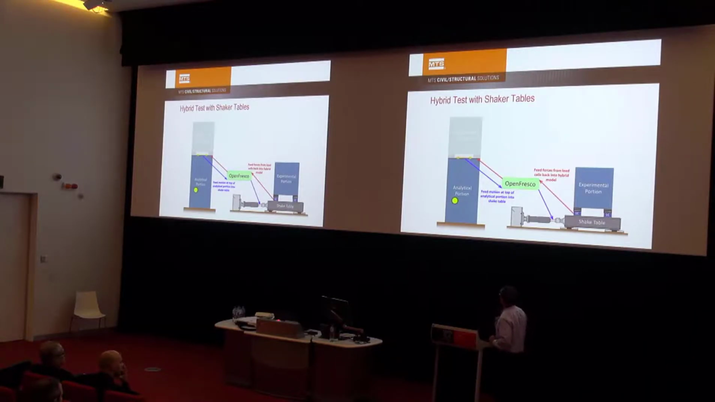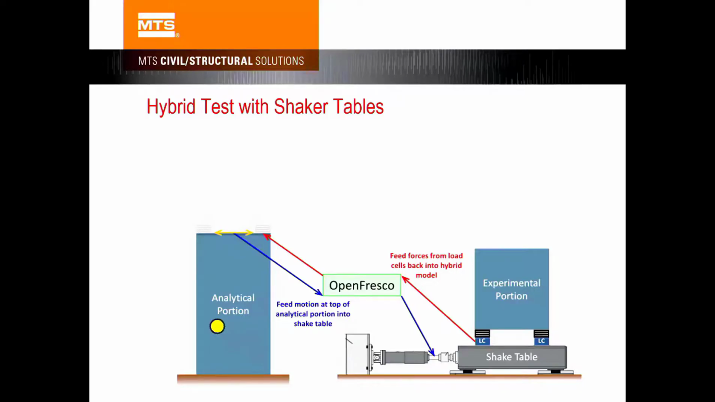But with hybrid simulation, the shaker table can test part of the structure, like early on, Khalid Mosalam's example, where they tested the electric switch, and they only tested a part of the structure with a shaker table.